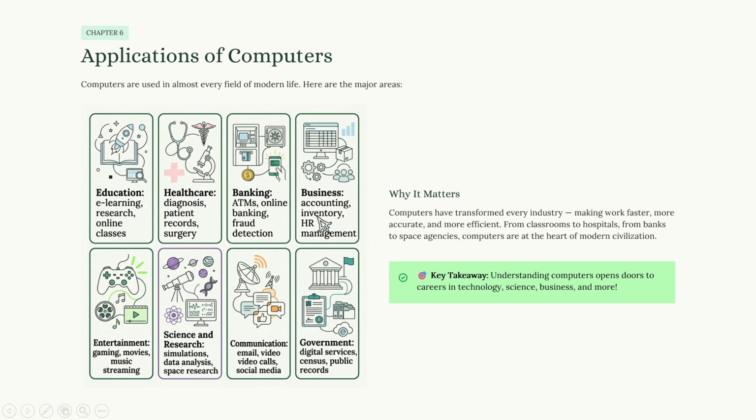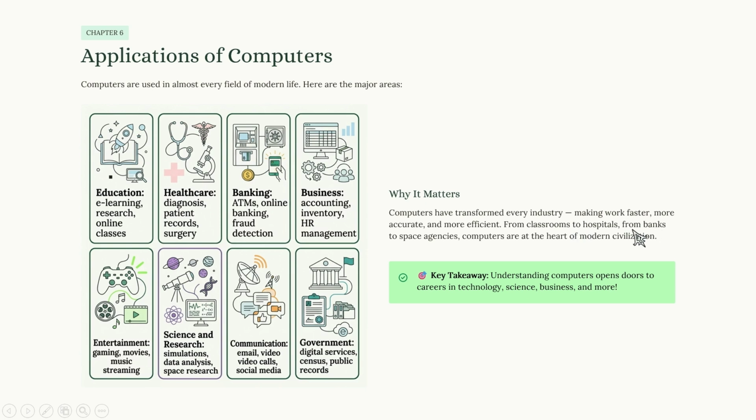In entertainment, computers are used for gaming, movies, music production, and content creation. Scientists use computers for research, simulations, and complex calculations. Governments use computers to manage public services and digital records. It's difficult to imagine modern life without computers because they have become an essential part of our daily routine.